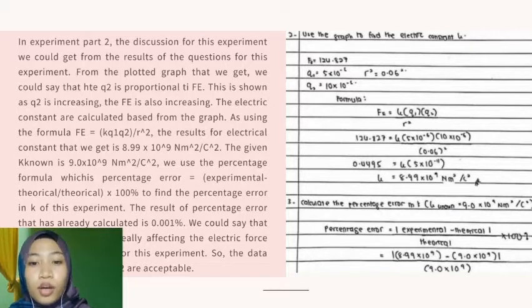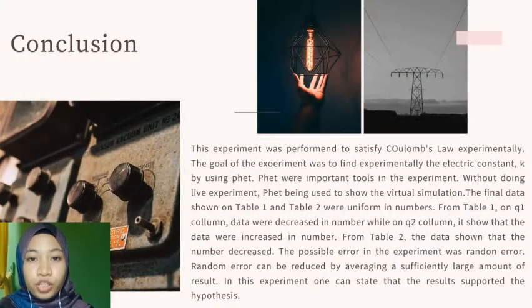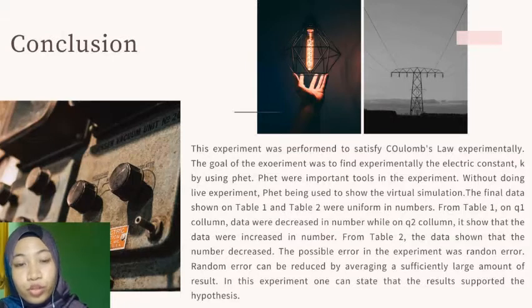So, the data that we get from table 2 are acceptable. Conclusion. This experiment was performed to satisfy Coulomb's law experimentally. The goal of this experiment was to find experimentally the electric constant using PHET. PHET were important tools in the experiment. Without doing a live experiment, PHET was used to show the virtual simulation.